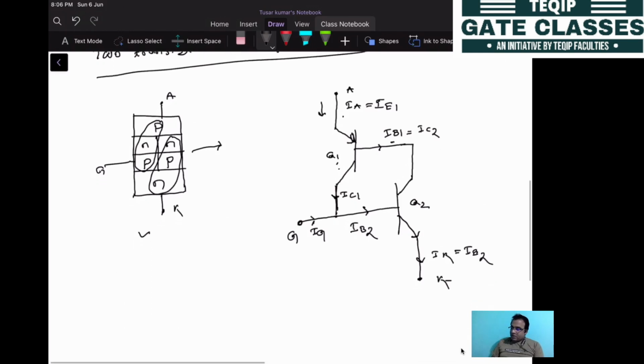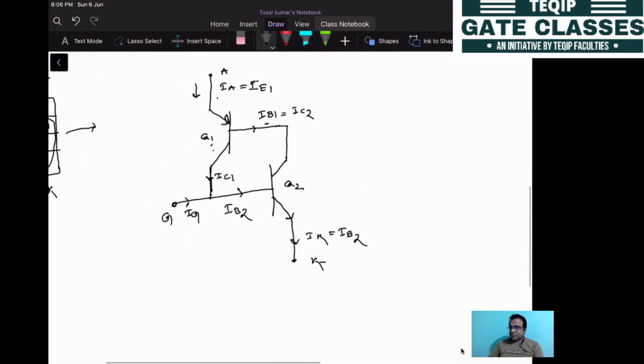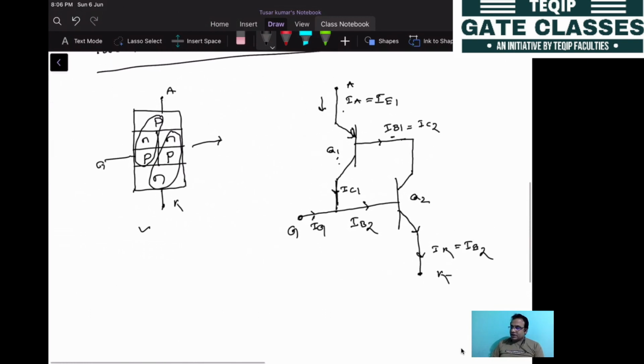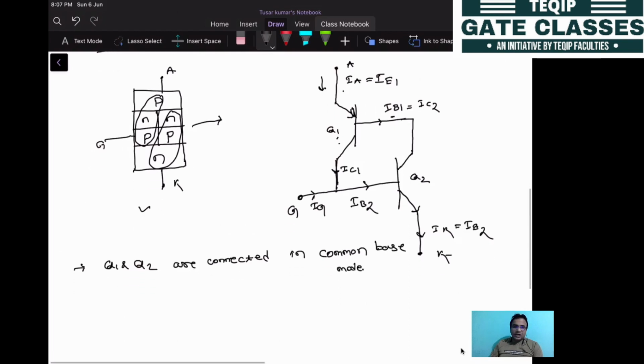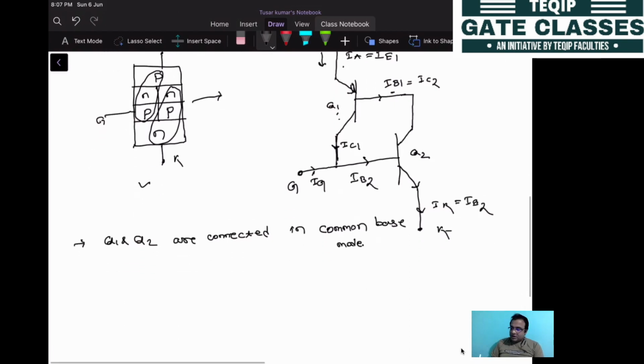Okay, so now let's derive some relationship between the currents. Look here, if you see both the transistors, how they are connected, they are connected in common base mode. So this is the first observation: Q1 and Q2 are connected in common base mode. So both the transistors are connected in common base mode. So let's derive some relationship.